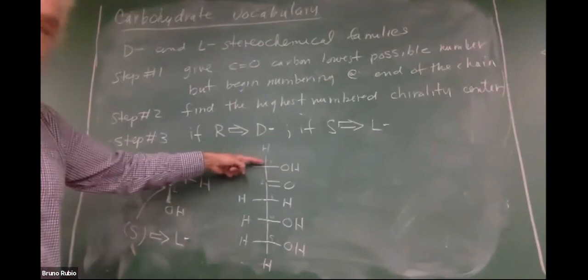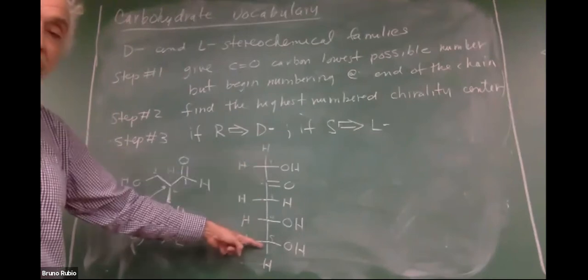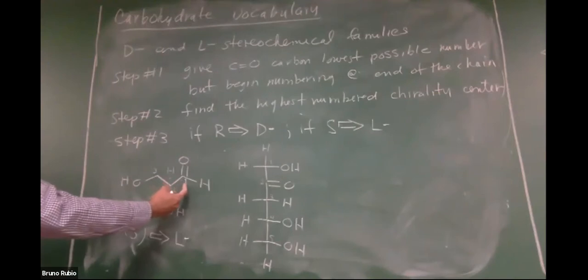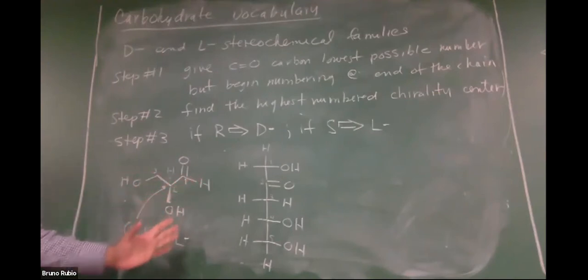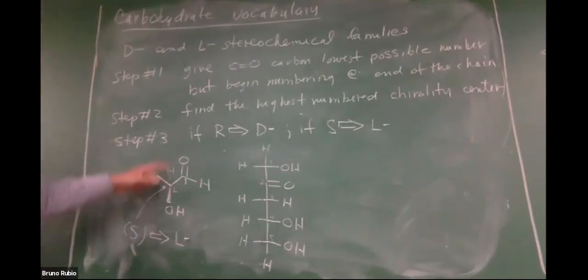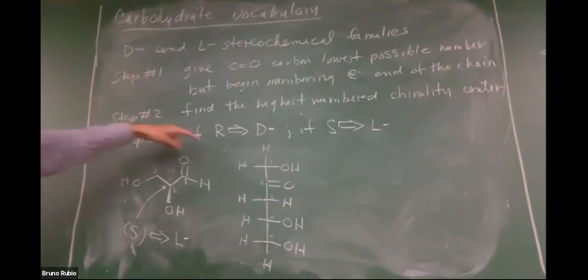Right, so sometimes you start at the top and work down. Sometimes you start at the bottom and work up. Sometimes you start on the right and go to the left, and sometimes in the reverse direction. You're just trying to give the carbonyl carbon the lowest possible number. Okay, so that's step 1. Now step 2, the highest numbered chirality center.